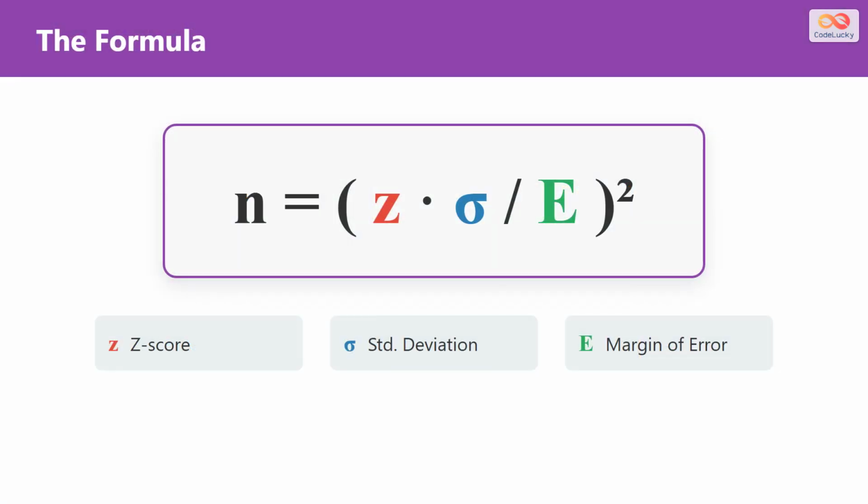Here is the formula we use for estimating means. The sample size n equals the z-score multiplied by the standard deviation divided by the margin of error, and then that entire result is squared. Let's break down each part.